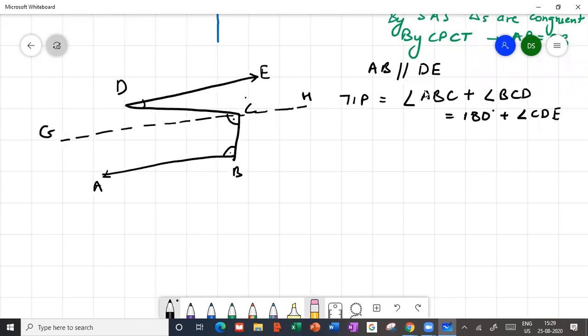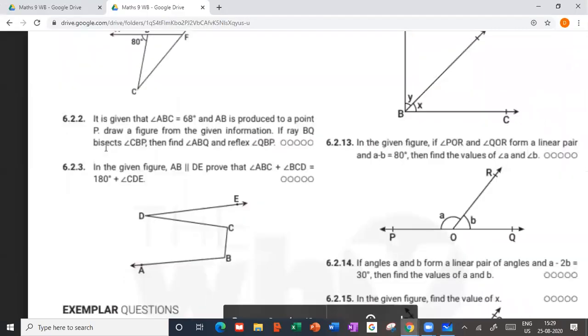Who had a doubt in question 2? Let me just clear that. I'll come back to this. Question 2, somebody had a doubt? Shivesh, was it you who had a doubt? Yes, ma'am. So question 2, right?